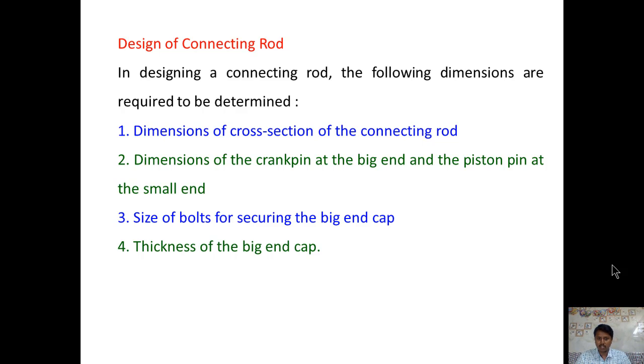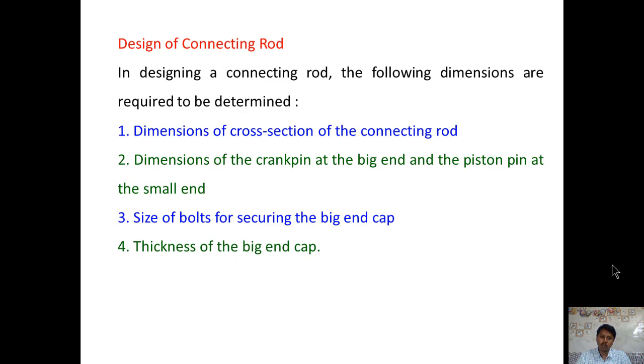So, in the design of the connecting rod, we have 4 different parts. We are not looking into all the points, only the general outline of the connecting rod. The major parts of the connecting rod are: first, the dimensions of the cross section, where we decide the cross section, like elliptical, I cross section, H cross section, or any other special cross section. The second is the dimension of the crank pin at the big end bearing and the piston pin at the small end.